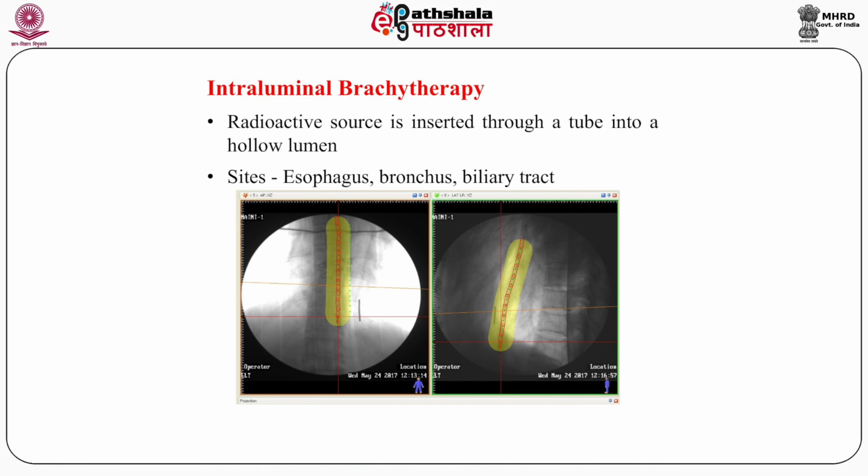Radioactive source is inserted through a tube into a hollow lumen. The site in this particular case is the esophagus. We can use this type of treatment in bronchus and biliary tract also.